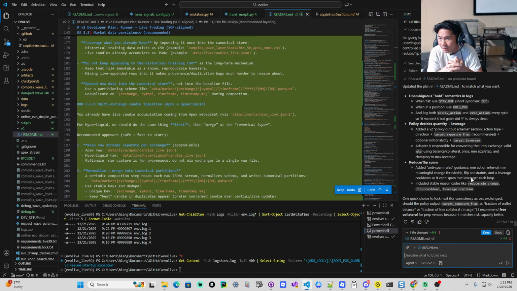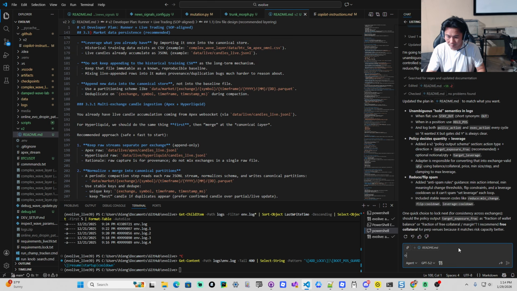When in position, hold position. So hold POS and stay out. Okay, so that's good. Short and clear. And log policy action every cycle, so it wants X but gates did Y. Oh, this is always clear. Policy decides quantity. Added B2 policy schema target exposure. Adapter responsible for converting to exchange, and reduce flip spam. Okay, great.